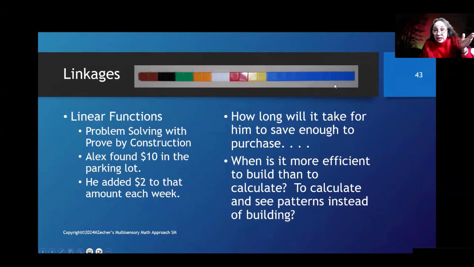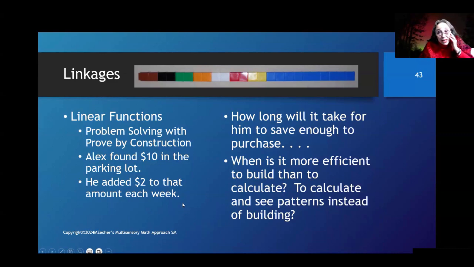So linkages, and here's that linkage, multiplication to linear functions. This is a model for slope-intercept form. Constant rate of change by 2 and a starting value of 10. Students can build models for word problems, and then they can figure out and discover how they can code that slope-intercept form for doing word problems, write the equation of a line.